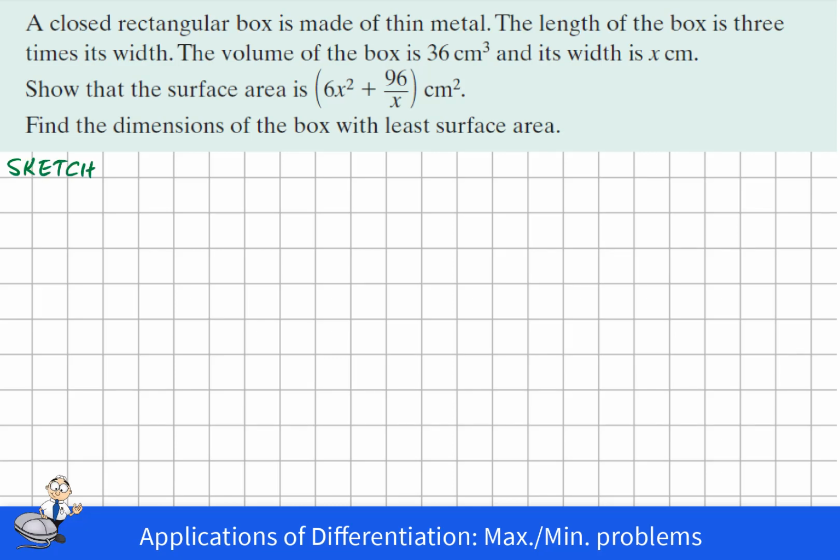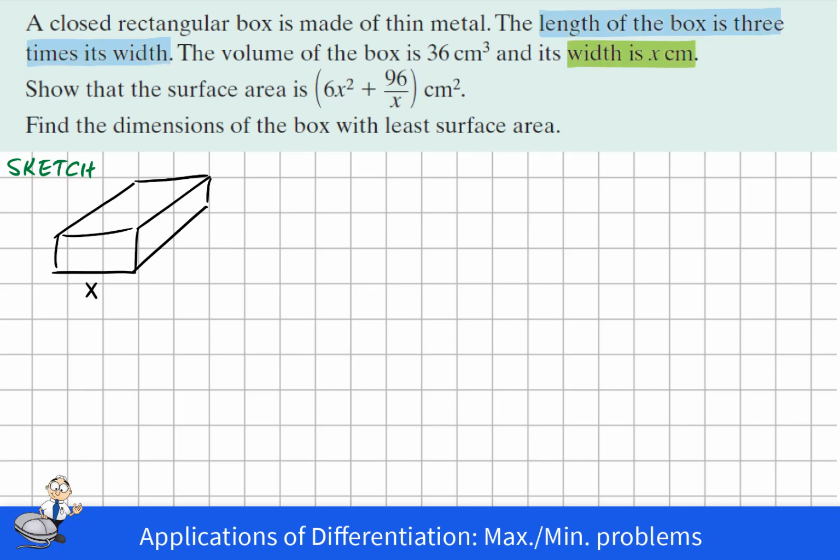Well, let's make a sketch of this rectangular box. So let's draw a cuboid. We know its width is x, and its length is 3 times its width. So we call one dimension x and the other one will be 3x. Since we don't know the other dimension, we'll call it h for height.